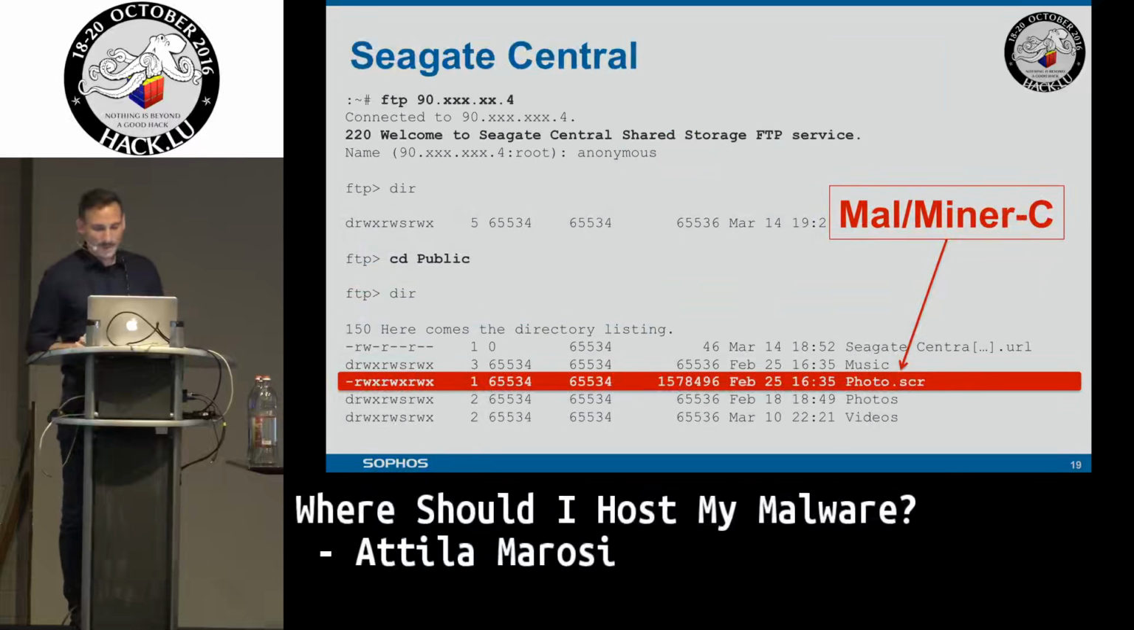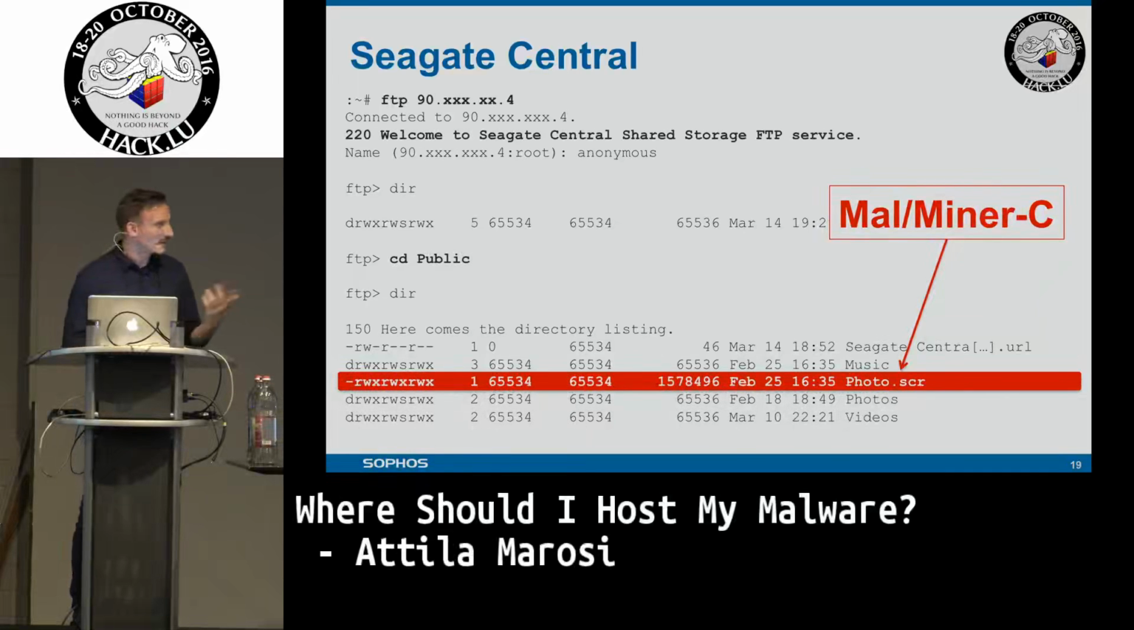So we saw malware on many devices. It's not very fancy, as you will see. If you log into a Seagate Central, or even an IP address which is already infected or hosts malware, you may see something like this. As you can see, there is a photos folder, and there is a photo.scr, which is the malware.